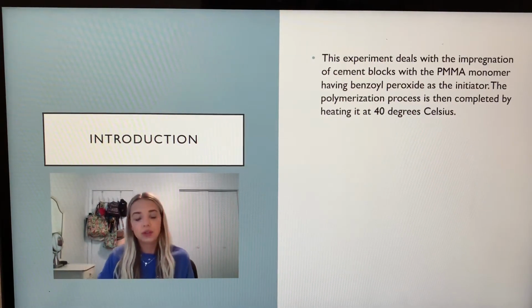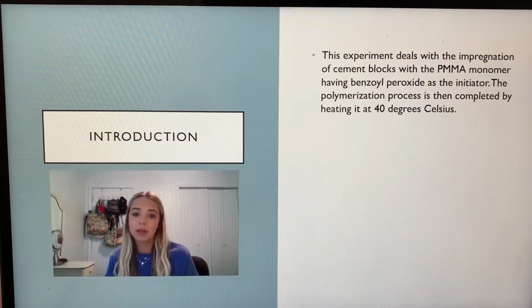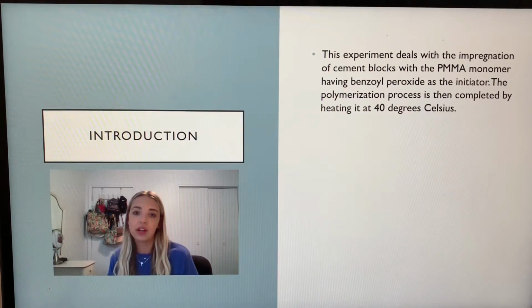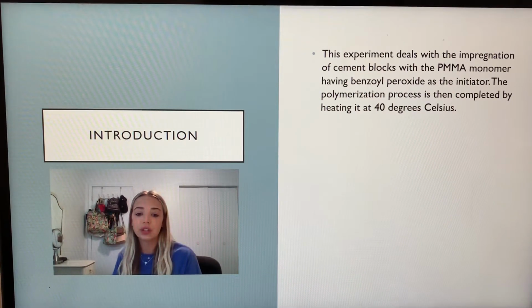This experiment deals with the impregnation of cement blocks with the PMMA monomer having benzoyl peroxide as the initiator. The polymerization process is then completed by heating it at 40 degrees Celsius.